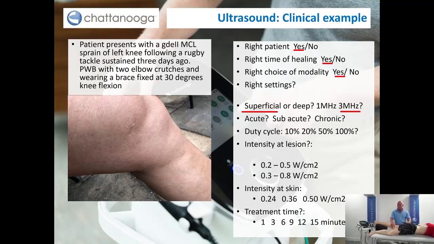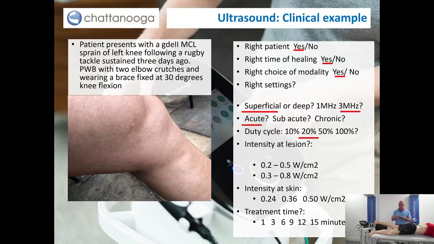So we've now got to choose our duty cycle, in other words, our pulse mode, our ratio. In the UK we refer to it as, say, 1 to 4. In America and other parts of Europe they'll use 20%. It's the same thing. It's on for 20% of the time, off for 80% of the time, or on for 1 and off for 4. So we're going to use a duty cycle of 20%.